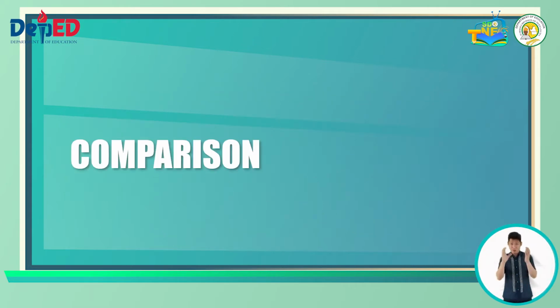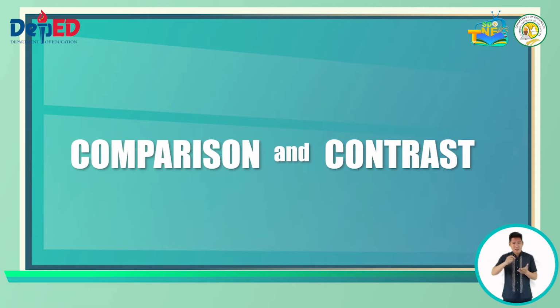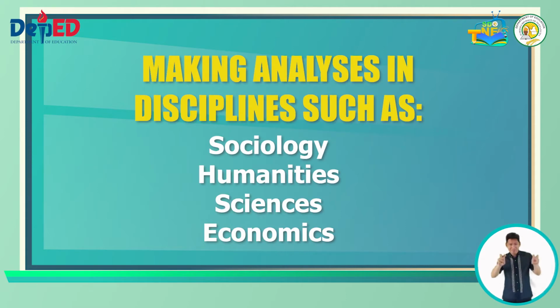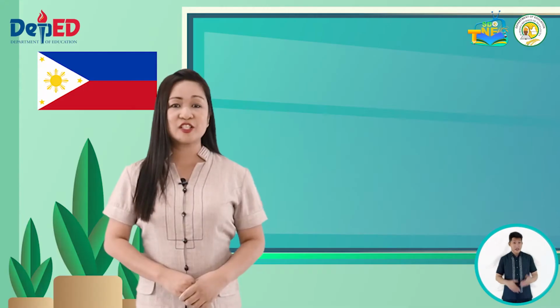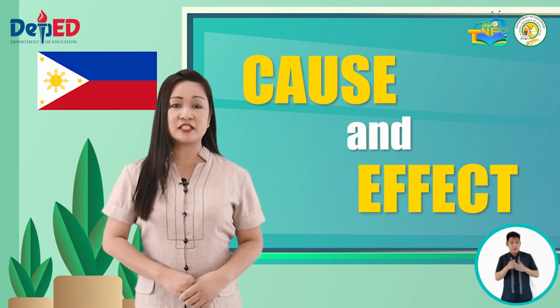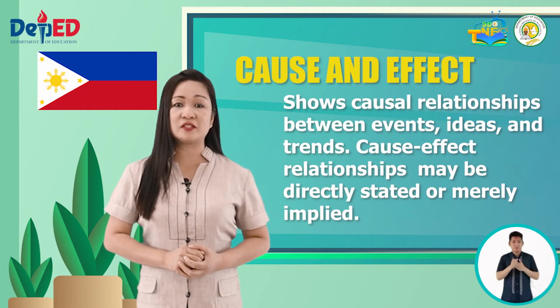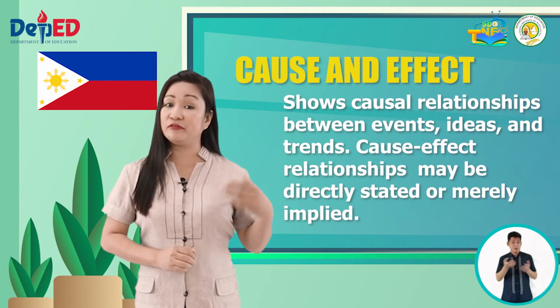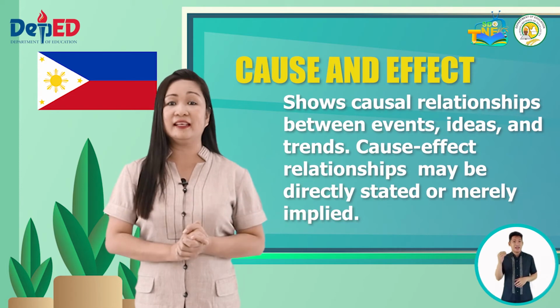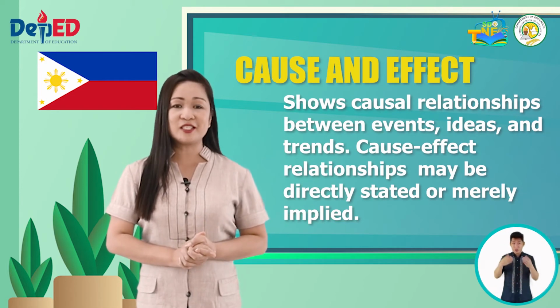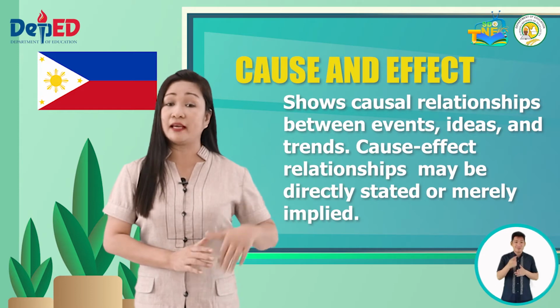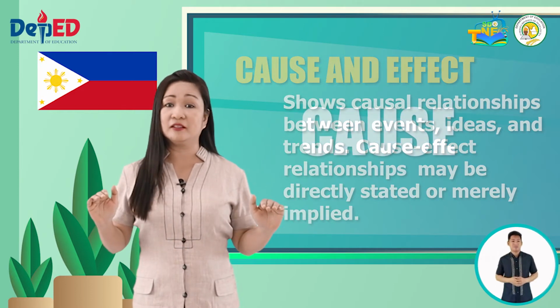Remember, compare and contrast pattern in writing is very useful in making analysis in disciplines such as sociology, humanities, sciences, economics, and the likes. Next, we have the cause and effect as a pattern of development in writing. Cause and effect pattern shows causal relationships between events, ideas, and trends. Cause-effect relationships may be directly stated or merely implied.